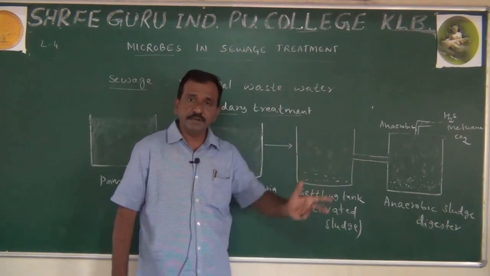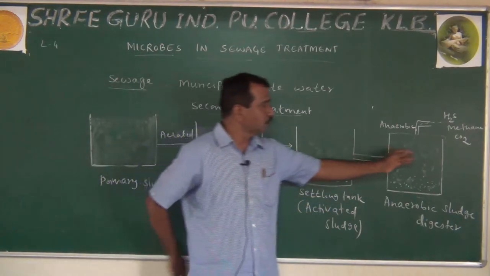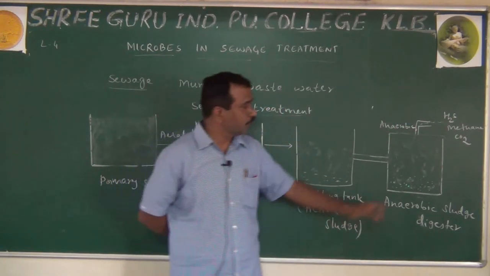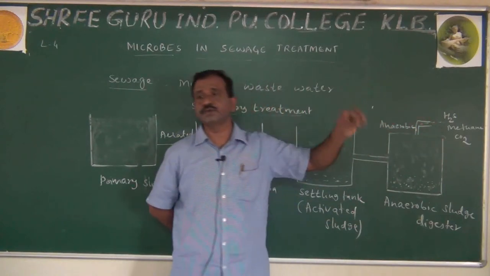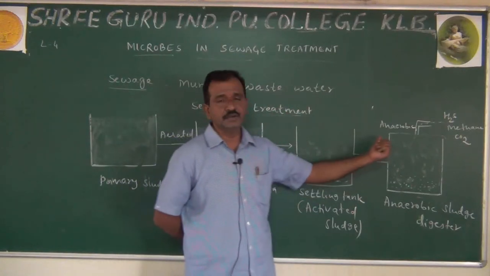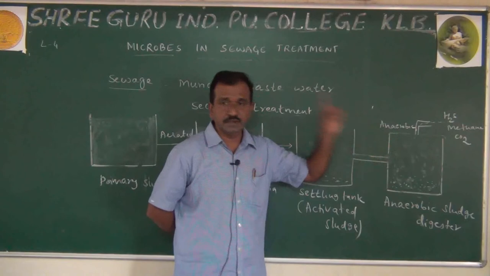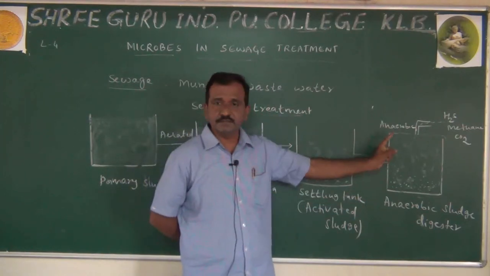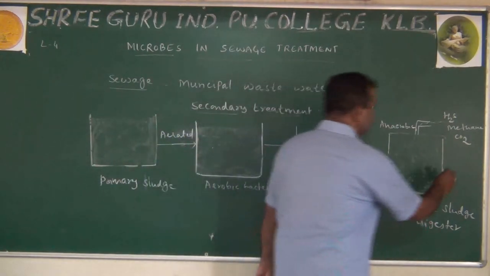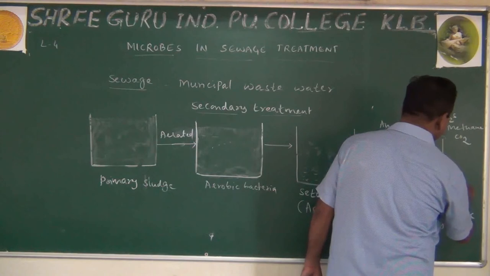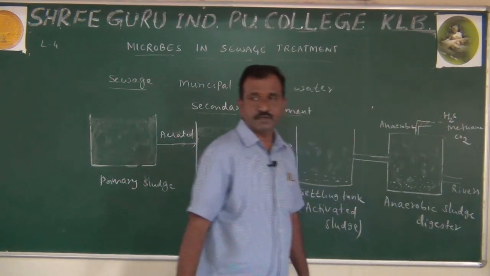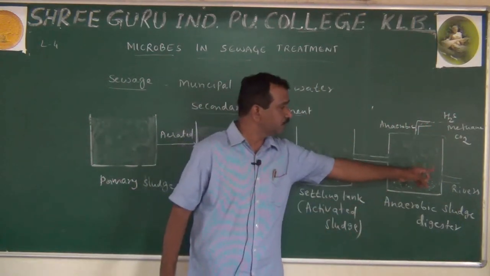Ultimately, after digestion, the anaerobic bacteria start releasing byproducts in the form of gas, that is methane, carbon dioxide and H2S, hydrogen sulfide. The methane is useful in the preparation of biogas. After completion of this, the gas is released and the water is purified. Afterwards, we have to leave it out into rivers, streams, ponds, pools. Now it is ready to be let out.